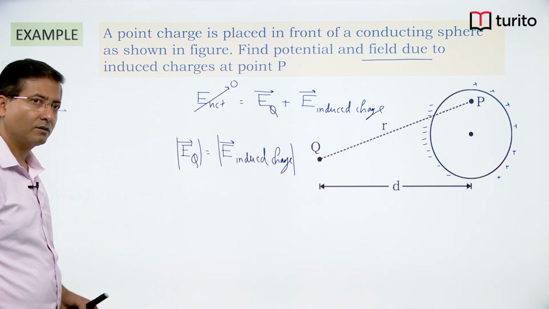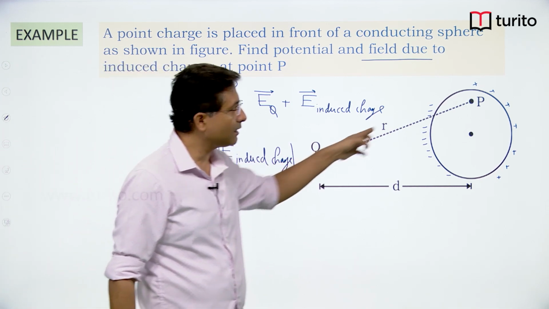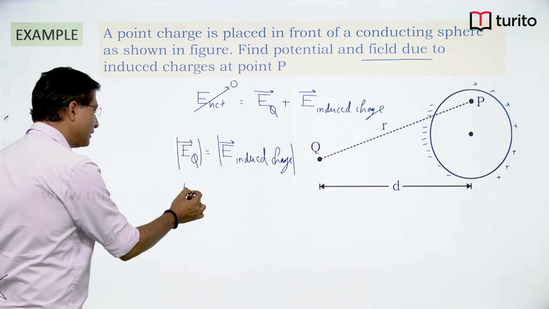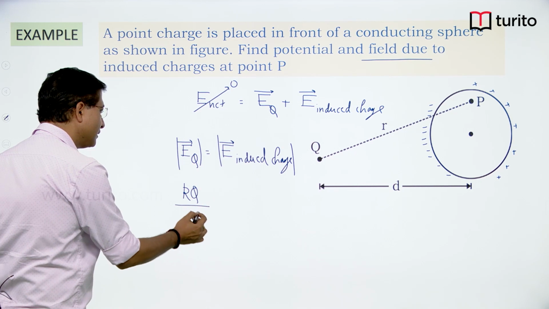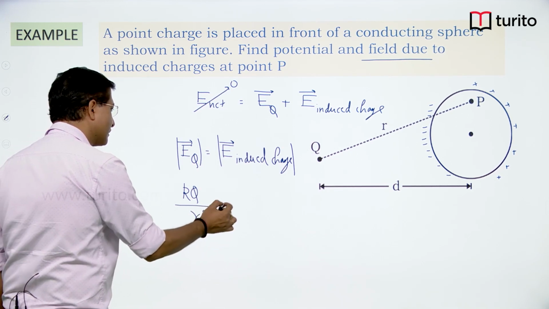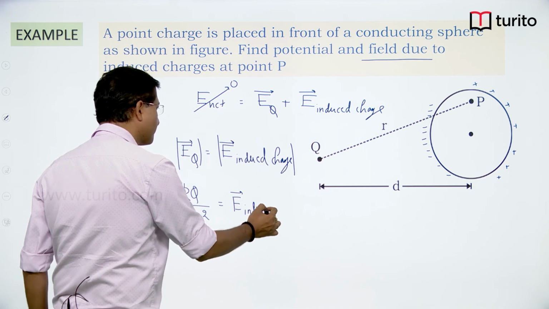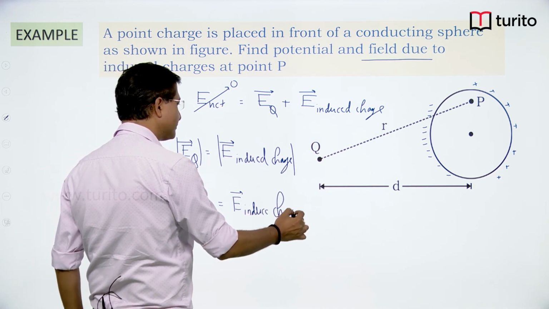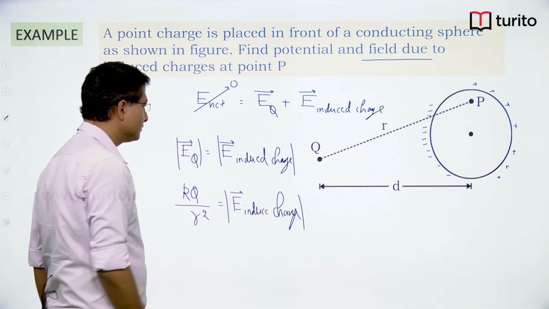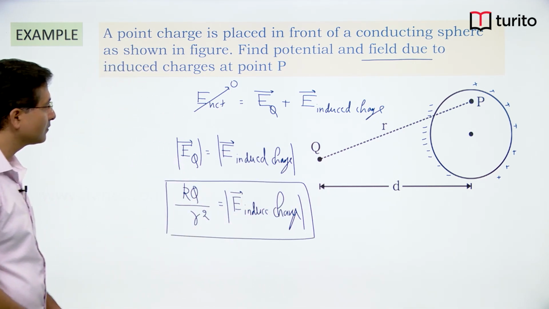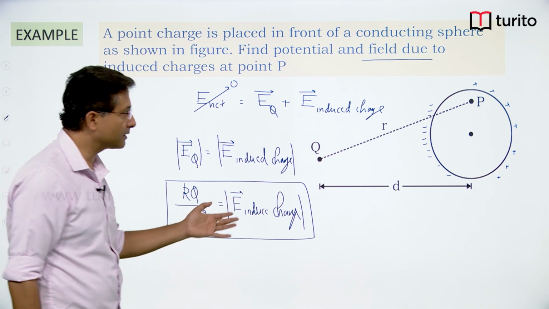And this you know, from a charge at distance r, what is the field? 1 upon 4 pi epsilon naught, k q divided by r square, is the magnitude of the field produced by the induced charge. This is our first part. Okay, how much is the field produced by the induced charge? This one.